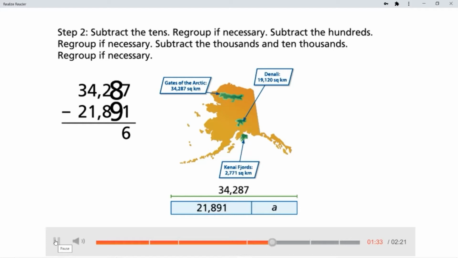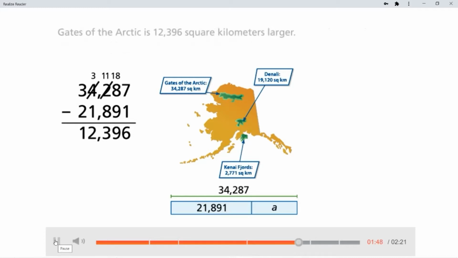Step 2. Subtract the tens. Regroup if necessary. Subtract the hundreds. Regroup if necessary. Subtract the thousands and 10,000s. Regroup if necessary. Gates of the Arctic is 12,396 square kilometers larger.